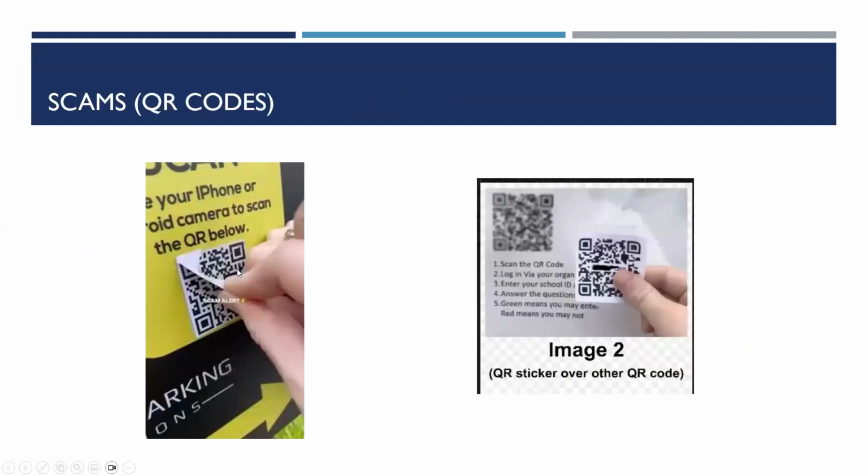So we kind of went over QR codes, but it's trivial to put a sticker of another QR code over the top of one and then have people scan that. It's literally just using a link shortener that could go anywhere they want it to, and you would have no idea.